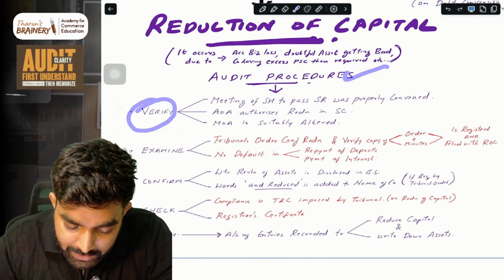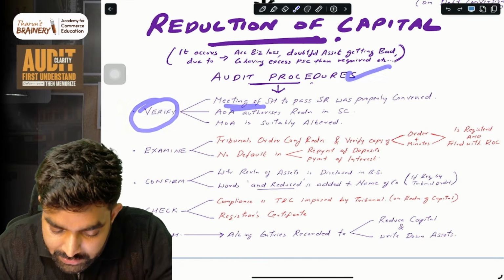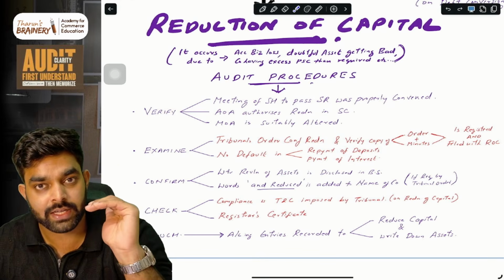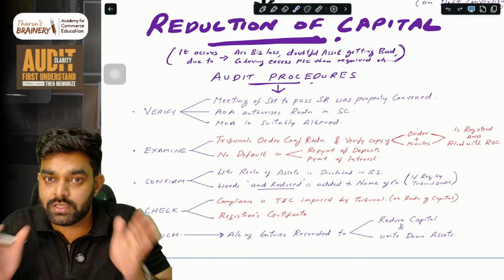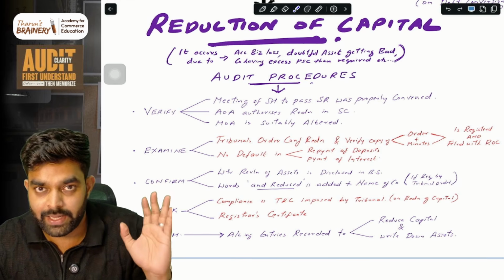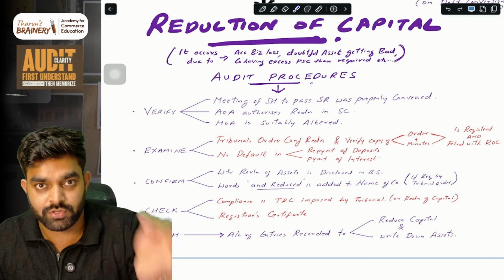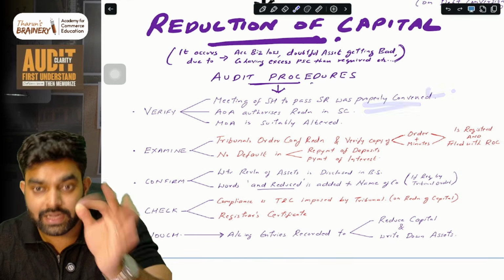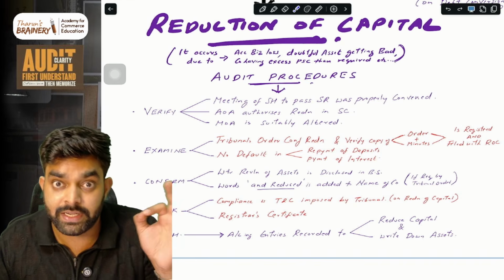First, verify that the meeting of shareholders to pass a special resolution was held. That is to reduce the share capital. All the shareholders need to sit and hold the meeting. In that meeting, they will decide we are going to reduce the share capital and they need to pass it through a special resolution. Make sure that meeting has been properly convened and properly held. Verify first whether such a meeting was held or not.